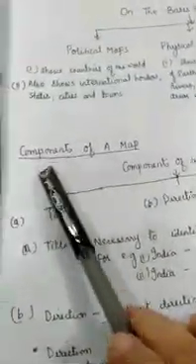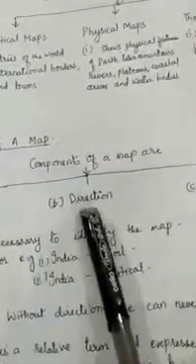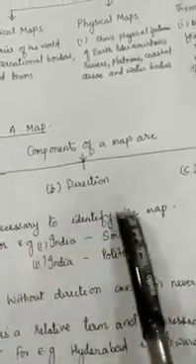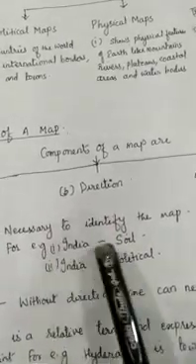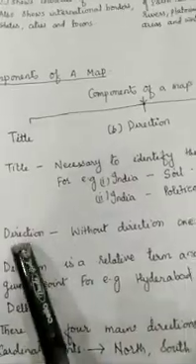Now coming to the components of the map. There are three components of the map: title, direction and scale. Now title. Title means the name which we give to the map. This is necessary to identify the map. Suppose for example, soils of India, political map of India. Then coming to the direction.